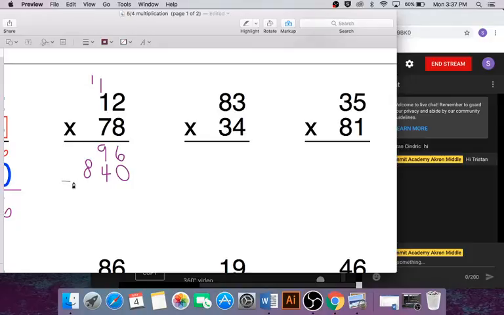And now we're going to take our two partial products and we add them together. So we have 6 plus 0 is 6. 9 plus 4 is 13. So we put down the 3. We carry the 1. And we have 8 plus 1 is a 9. So our answer is 936.